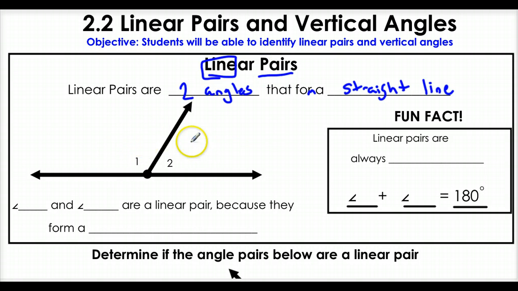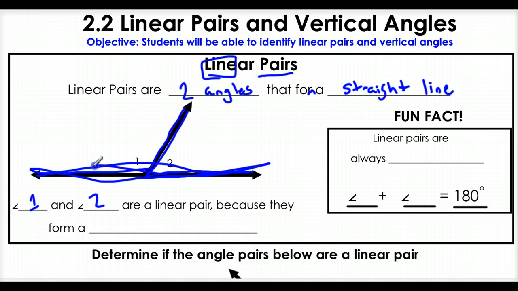So look at angle 1 and angle 2 over here. Angle 1 and 2 are a linear pair. And what makes them a linear pair? Well, they make this straight line. If I put this angle together with this angle, you see this straight line that they form? Right there. Anyway, they form a straight line, so they are a linear pair.